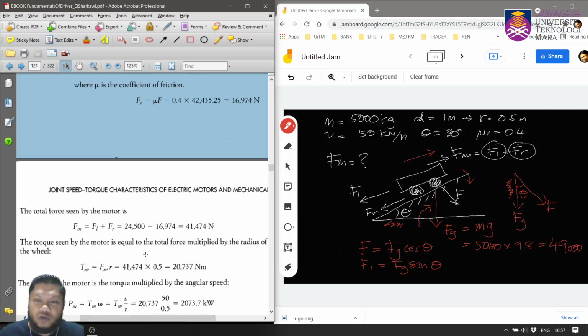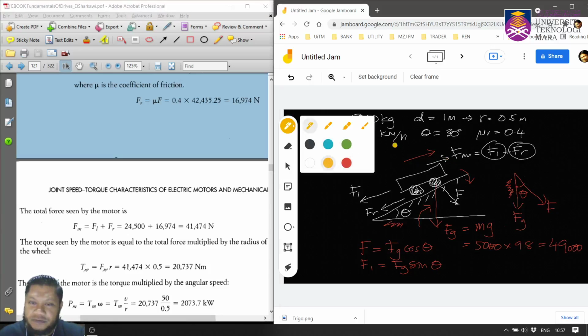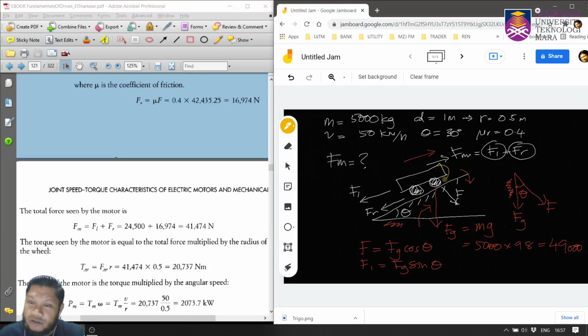Now the torque seen by the motor, so you have Fm there, and therefore you can also change that. So you also have torque in that direction because you have omega m also in that direction, isn't it? So you have torque here equals Fm multiplied by R, the radius of the wheel. So the force made by the bus multiplied by the radius of the wheel gives you the torque that's experienced by the motor here.